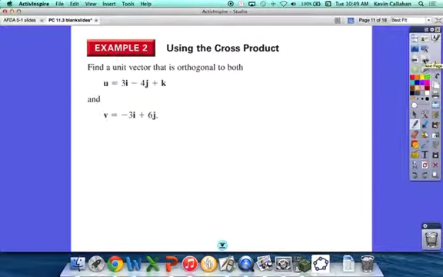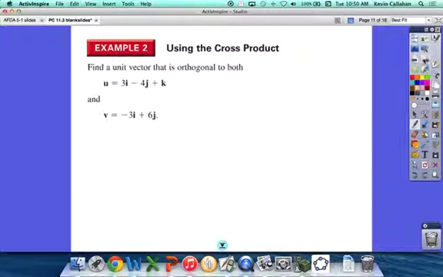Okay, so here's a few examples. Use the cross product to find a unit vector that is orthogonal to both u and v. When you get that kind of a question, in your mind you've got to be thinking, oh, they want the cross product. It's not likely that they're going to say, find the cross product of these two vectors. It's just as likely that it'll be this, and you understand that to mean, find the cross product. So what will we get when we take the cross product of u and v?